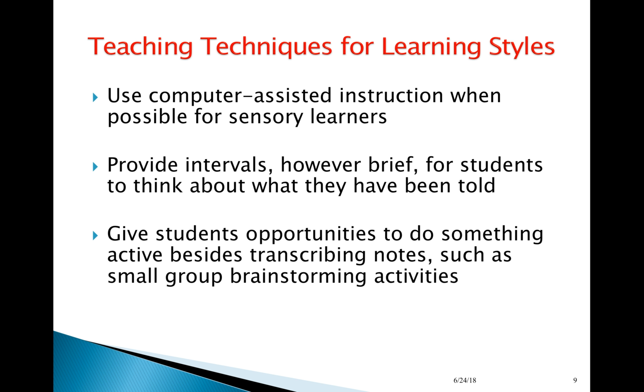We used psychophysiological measures, so actual physiological responses to cognitive processes, to determine the appropriate amount of wait time, and 3 to 5 seconds is how long you need to wait. At least 3 seconds is how long you need to wait when asking a question. So you'll ask a question, wait 3 seconds, and give those students that time, because it'll take them 3 seconds on average to process what you said and develop a response. So give them that 3 seconds to think about what it is that you were talking about. Then give students opportunities to do something active besides transcribing notes, such as small group brainstorming activities.